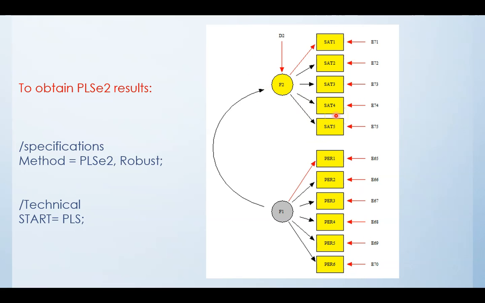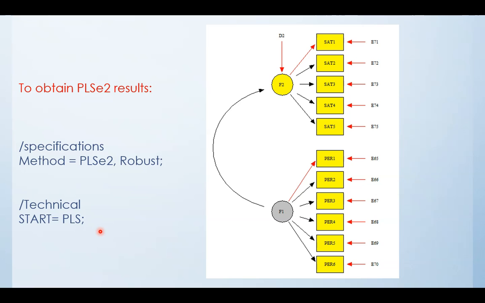If you watched my previous video, you already know that the first two items of the job performance factor were not contributing items. That's why we deleted these two items from the model. Now, to obtain the PLSe2 results, we are going to modify the EQS file of the previous example. To be exact, we are going to change the method of estimation from maximum likelihood to PLSe2 under the specification section. We also need to add the technical section to our EQS file, and under the technical section we have to add this statement: start is equal to PLS.